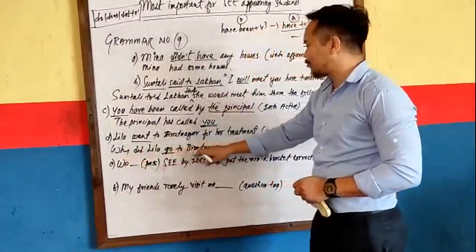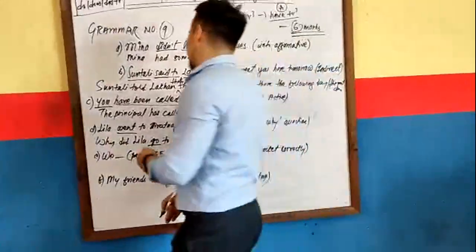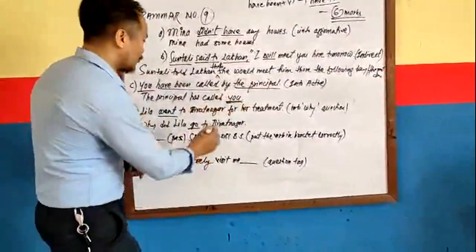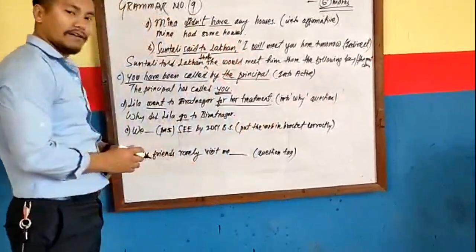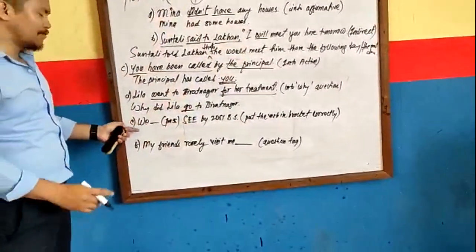Why did Leela go to Viratnagar is the WH, that is Y question, and its answer is probably Leela went to Viratnagar for her treatment. So for her treatment she went to Viratnagar. Why? For her treatment. So this is the answer for question number D. Move on to number A.